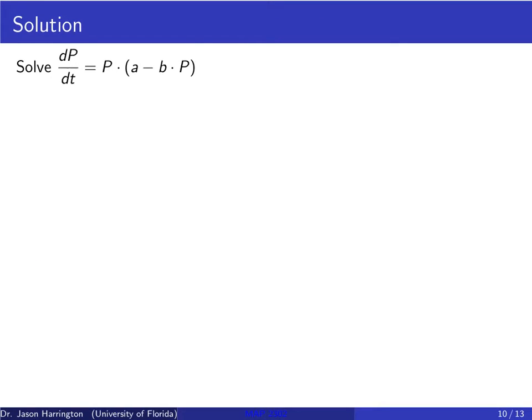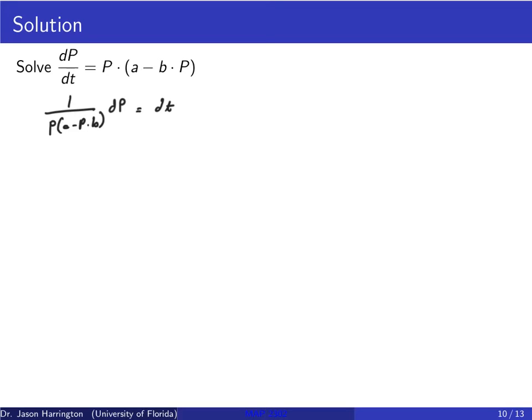All right, so now let's buckle our seatbelts and hold on tight. There's just a lot of little algebra things with exponentials and such. But now let's go ahead and try to solve this thing. So, like I said before, this is separable. So I get 1 over p times a minus b times p dp equals dt.